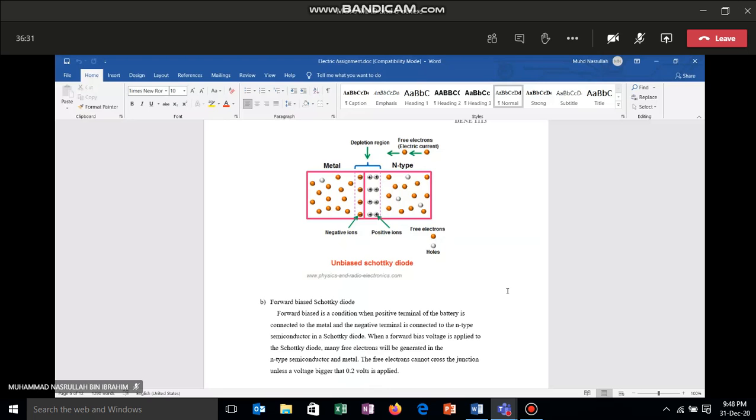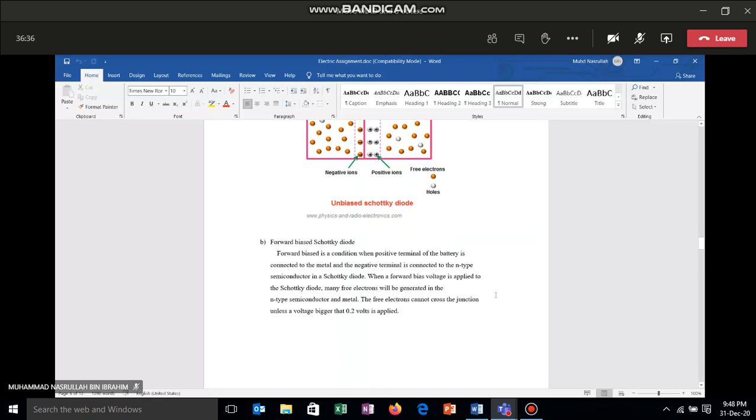Forward bias Schottky diodes. Forward bias is a conduction where positive terminal of the battery is connected to the metal and negative terminal is connected to the n-type semiconductor in Schottky diode. When the forward bias voltage is applied to Schottky diodes, many electrons will be generated in the n-type semiconductor and metals. The free electron cannot cross the junction unless a voltage bigger than 0.2 volt is applied.